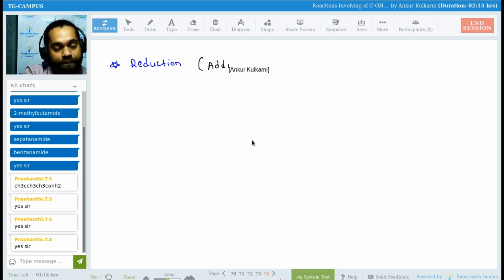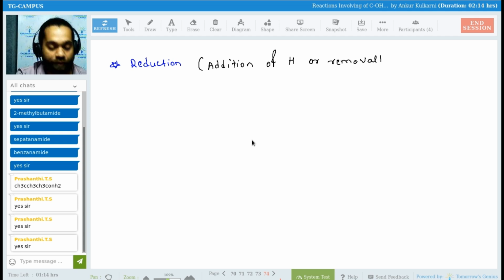Addition of hydrogen. Write it down. Addition of hydrogen or removal of oxygen. Okay, that is nothing but your reduction. Addition of hydrogen or removal of oxygen.